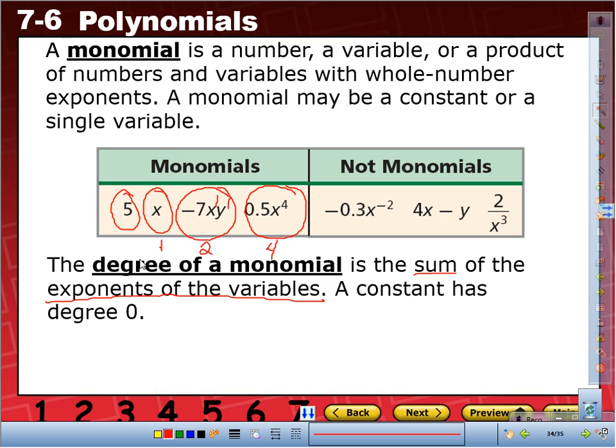Look at this one. Does this one have a variable? No. If it doesn't have a variable, the degree is 0. Are we there so far? Okay, think about this one. You don't have to copy this. Just think about it. If I gave you the monomial negative 4x to the third, y to the second, and z to the 18. Think about it. Don't say it out loud. What would be the degree of this monomial?